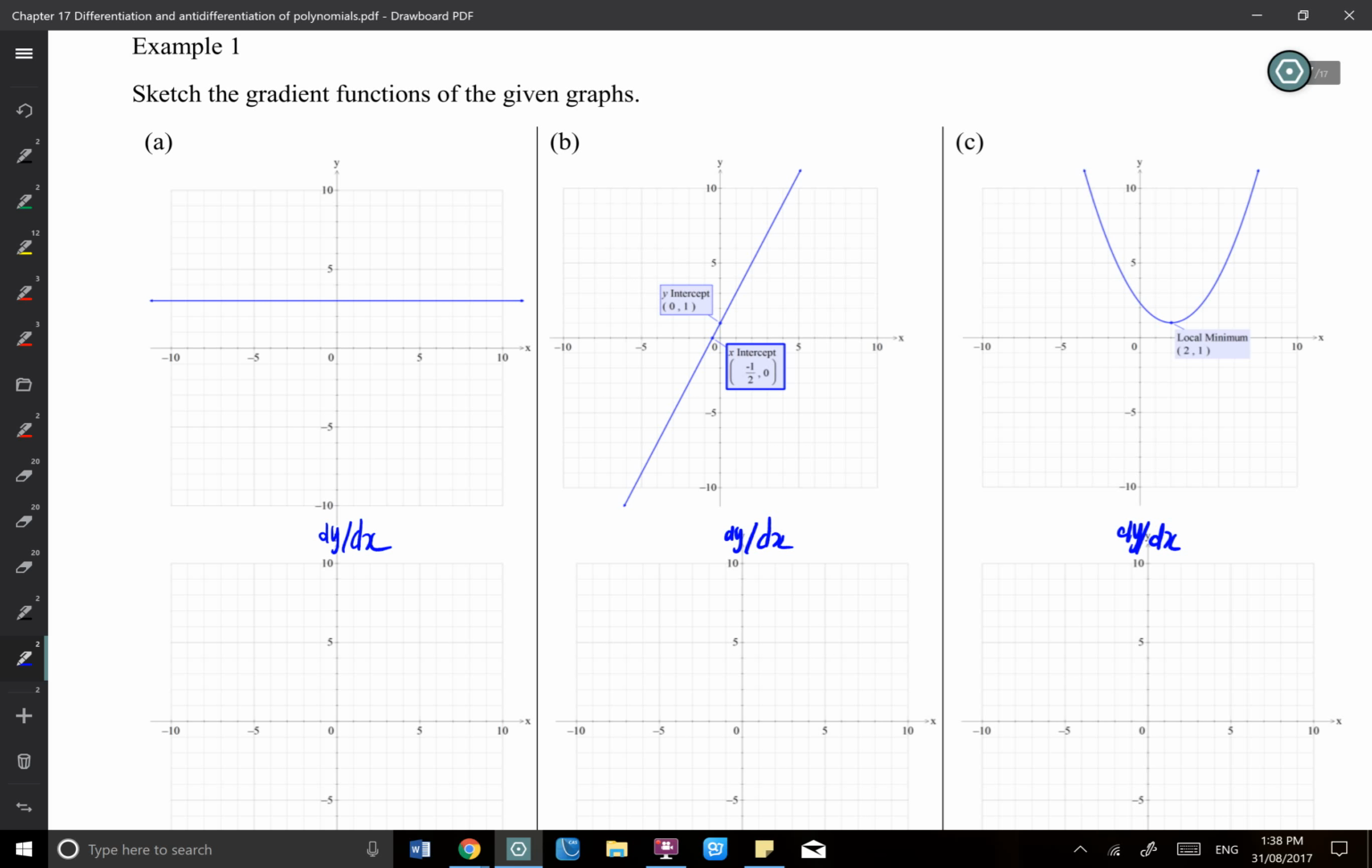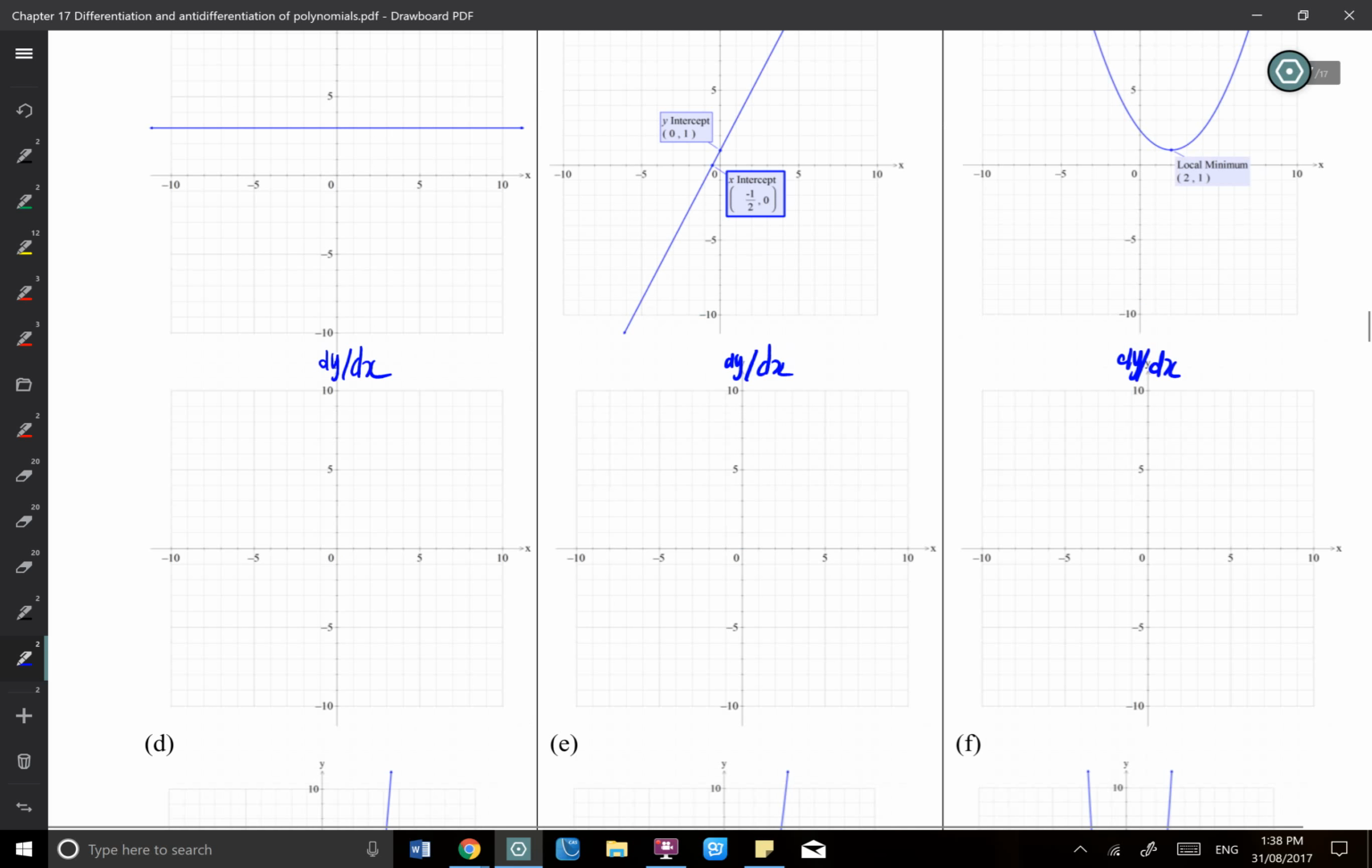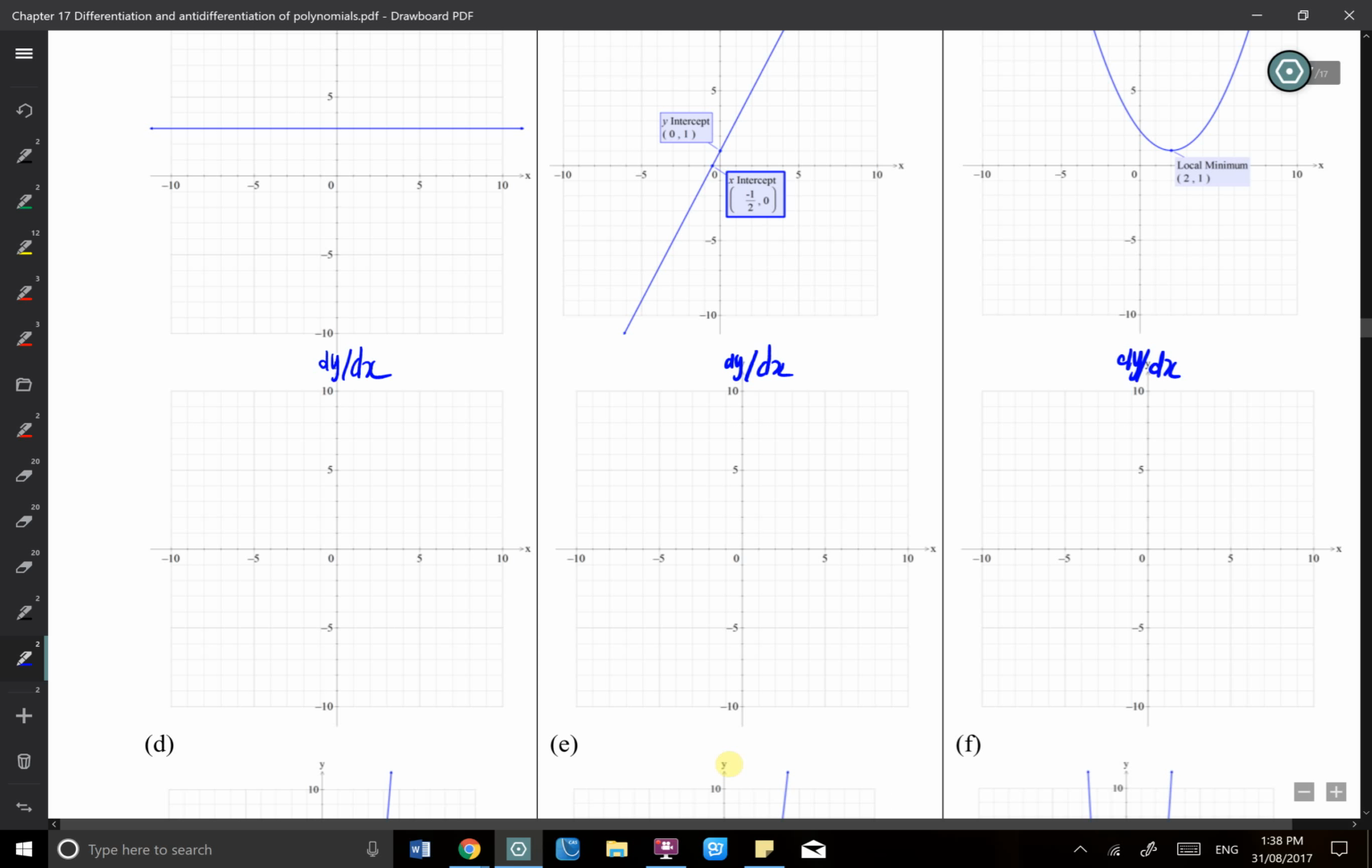What will the gradient function look like for the first one? The first one is y equals 3. What's the gradient for y equals 3? 0. So dy/dx equals 0. Okay, you need to sketch it. It's just a horizontal line. Well, it's not y, it's dy/dx. dy/dx equals 0.